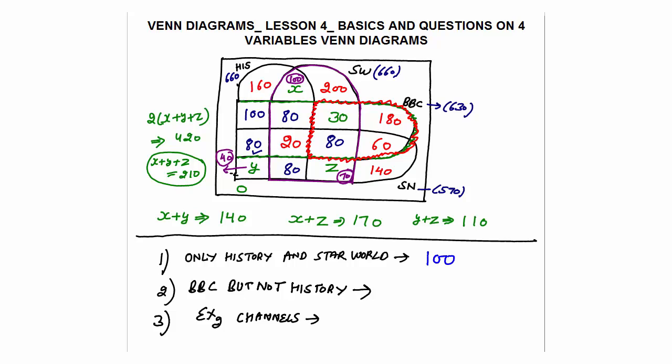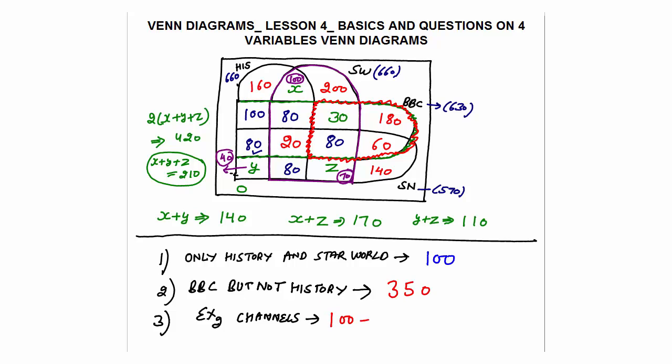This is the part which is BBC but not history, so I will remove that 100, 80, 80, 20. So my answer would be 180 plus 30, that is 210. 210 and 80, 290. 290 plus 60, answer would be 350 is the number of people who watch BBC but not history. Next is exactly 2 channels.